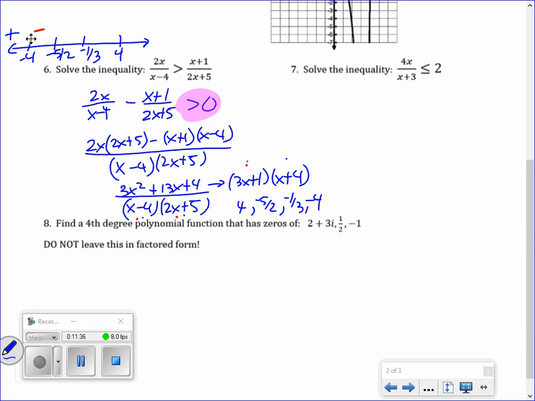All right, and then for something between negative 5 halves and negative 1/3, how about negative 1? Negative 1 would make this guy negative. No, and negative 1 over here, yes, negative, and negative 1 here, nope. So I only got 2 negatives, so that's a positive. Then between negative 1/3 and 4, a 0 would be easy. The only thing 0 would do is make this one negative, so my answer would be a negative. And then pick something bigger than 4, and everything would turn positive.